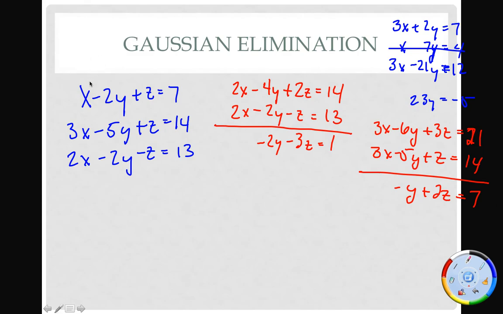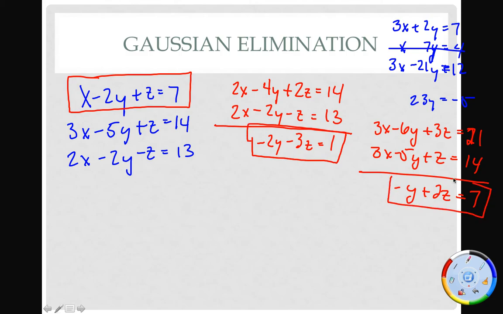All right, so I have my first equation, which has been unchanged. I have a new third equation and a new second equation. So I've basically created the new system by getting rid of one of the x values: x minus 2y plus z equals 7, I have minus 2y minus 3z equals 1, and I have minus y plus 2z equals 7.